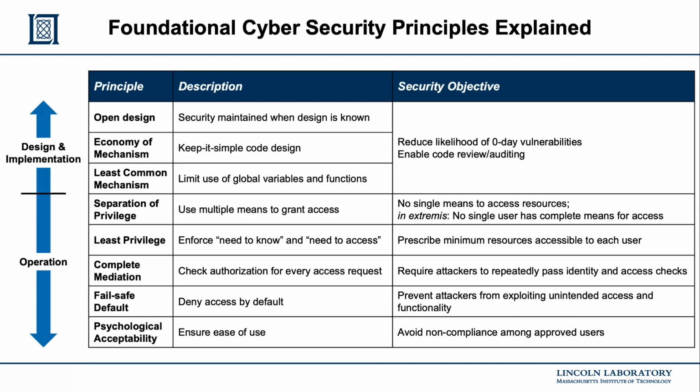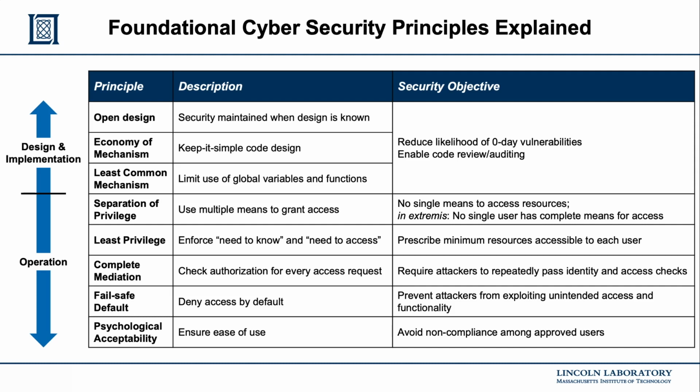So by and large, these 8 security principles can be divided into 2 categories. The first set is focused on design and implementation. The objective here is to reduce the likelihood that any piece of code within your system has a zero-day vulnerability present. So approaches like open design or economy of mechanism, where you keep the code itself as simple as possible, are meant to enable your code to be reviewed and audited, so it's less likely that a zero-day vulnerability is present.